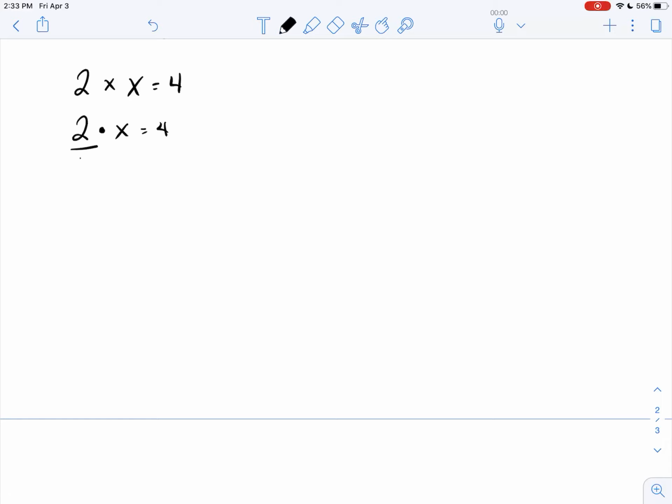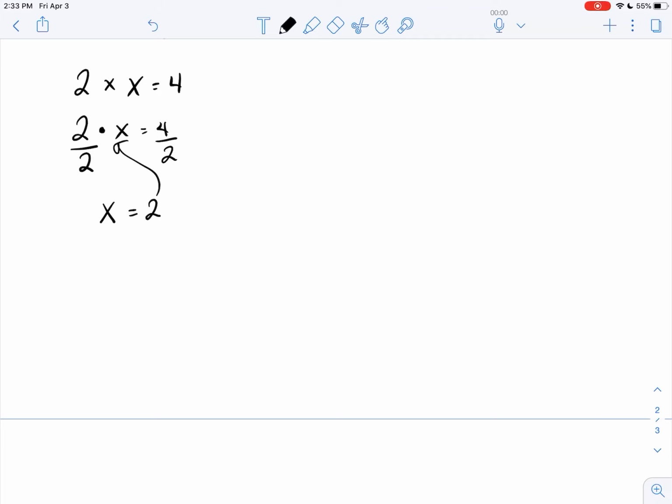So let's go ahead and divide by 2. Because 2 over 2 is going to give us 1. And 1 times anything is itself. So it's okay if this becomes a 1, because 1 times x is still going to give us the value of x. And go ahead and divide by 2 on this side, because we need to make sure that our equations are balanced. That's going to give us x equals 2.